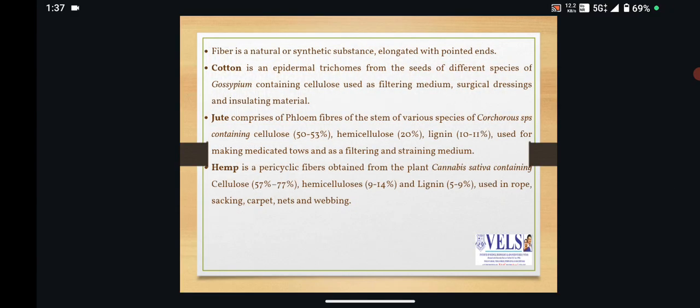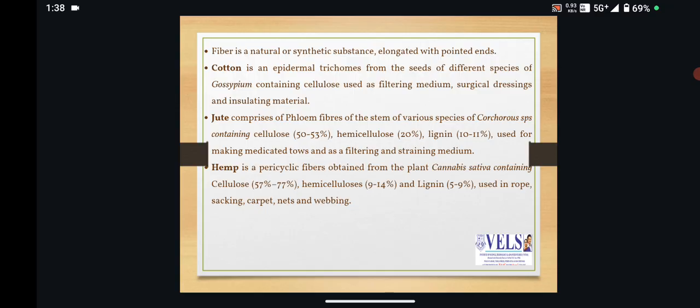Next, the summary. Fiber is natural or synthetic, elongated with a pointed end. Cotton is the epidermal trichome from the seeds of different species of Gossypium, containing cellulose, used as filtering medium, surgical dressing and insulating material.